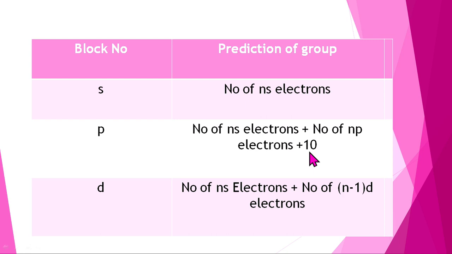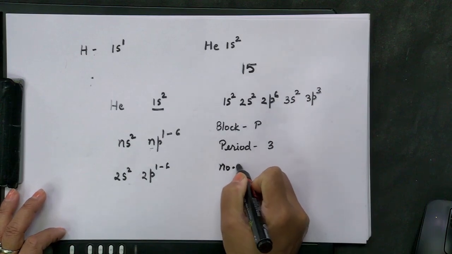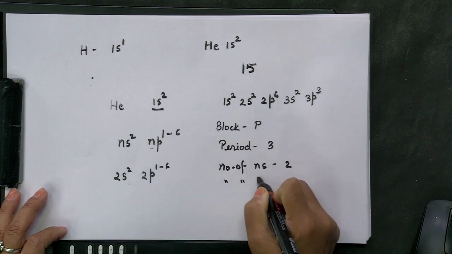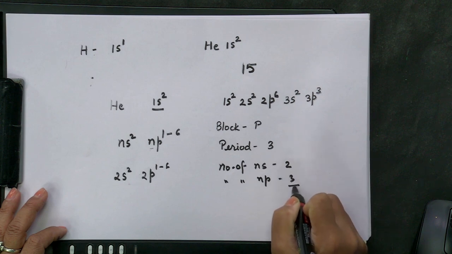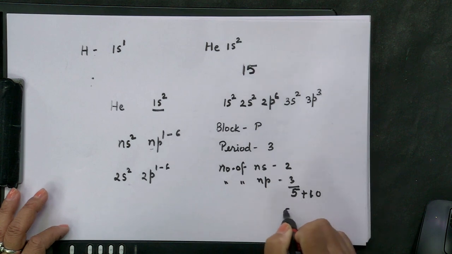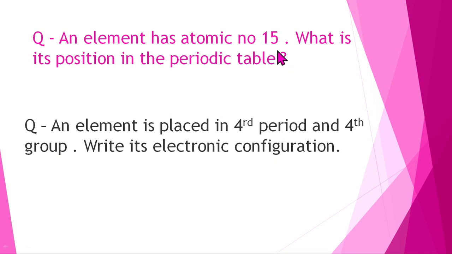The number of ns electrons is 2, the number of np electrons is 3, so total 5, plus 10, so that is group 15. So the element which has atomic number 15 is positioned in group 15 and third period. Clear? So similarly, we can go to the next question.